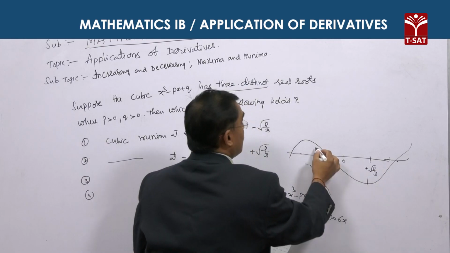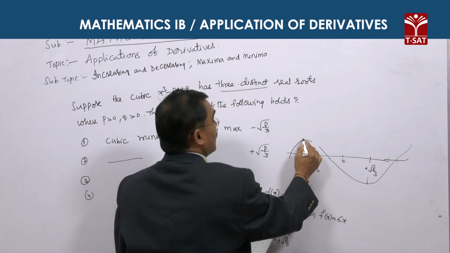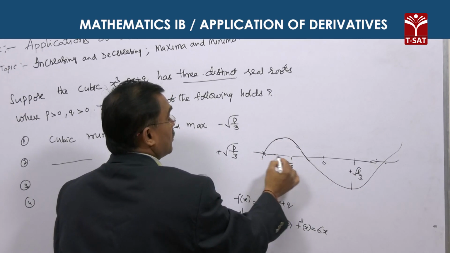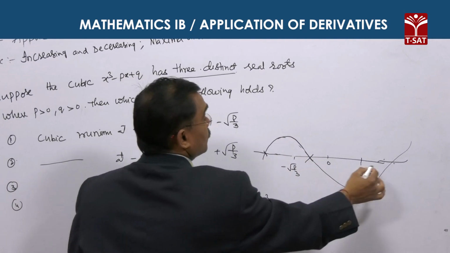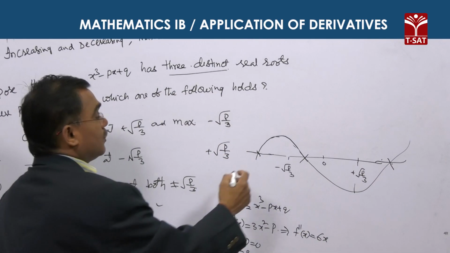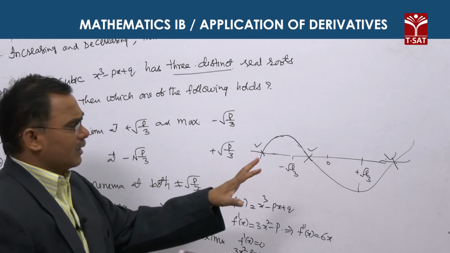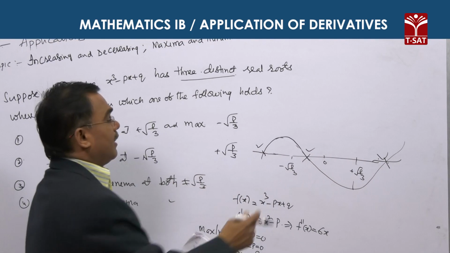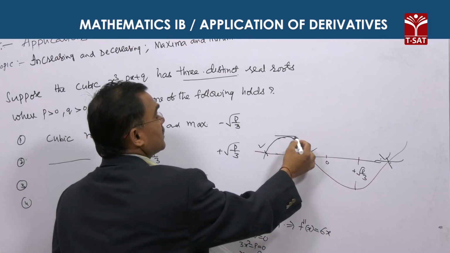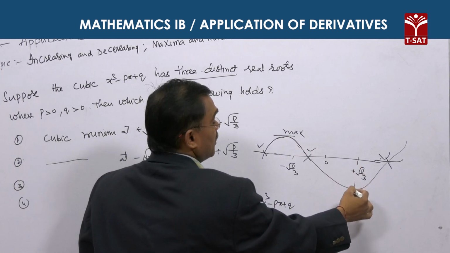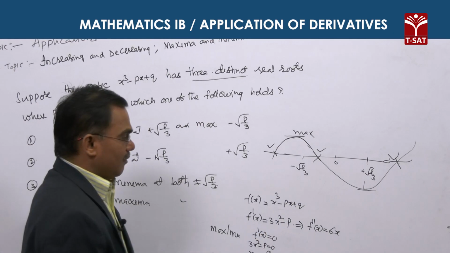At this point it is the maximum, and at this one the minimum, and that gives the three distinct points. This is one root, this is another root, and this is the third one. So these are the three real roots. There is no alternative using the graph. At −√(p/3) the function has the maximum value, and at +√(p/3) it has the minimum value.